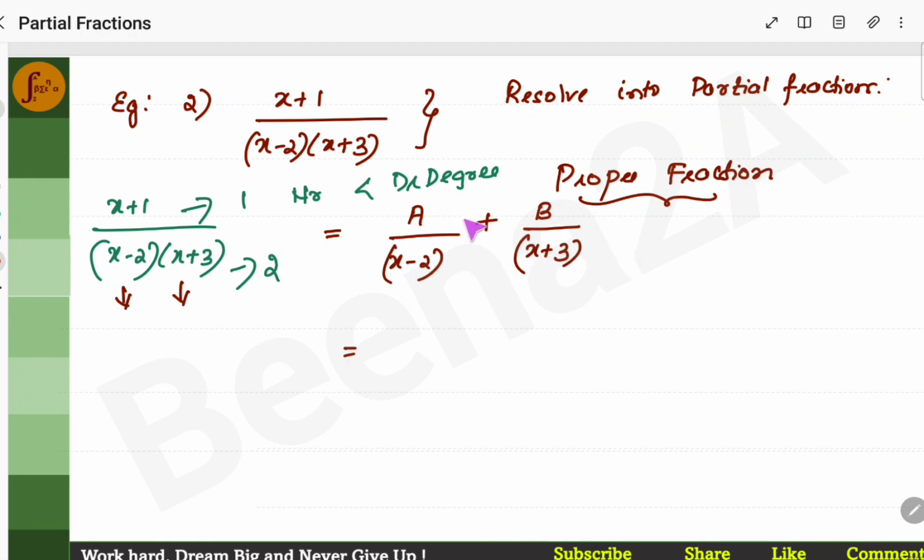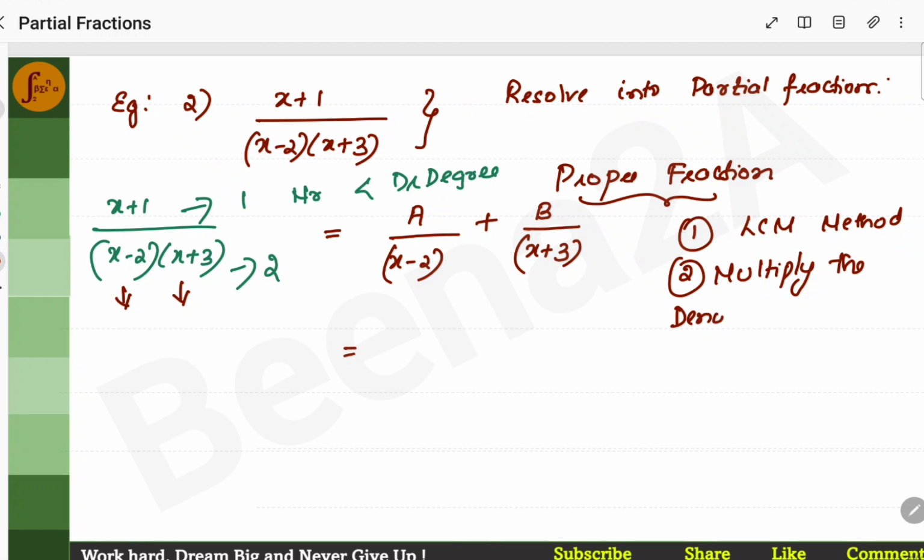Now you have two methods to simplify this. The first one is you can use the LCM method, or the second one is you can multiply the denominators on both sides like this. So you take this denominator. What is the denominator?